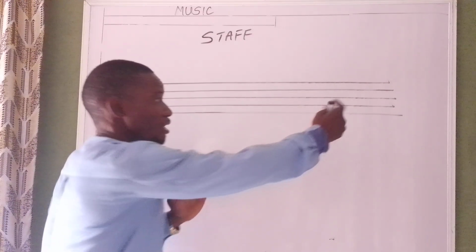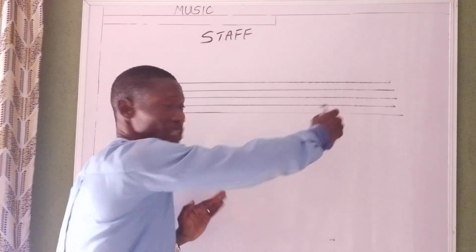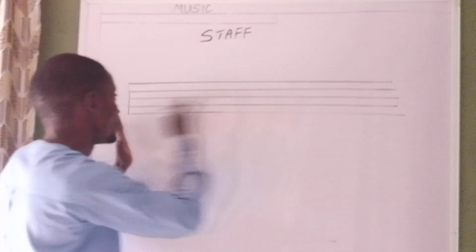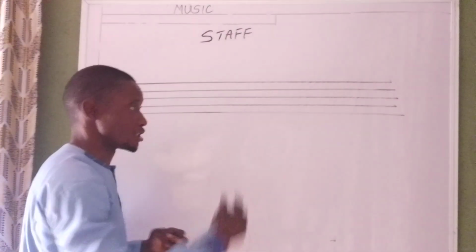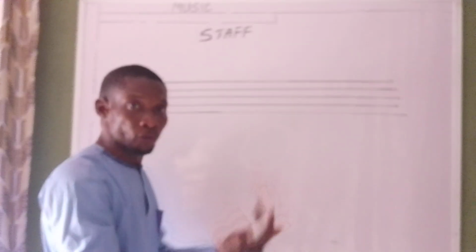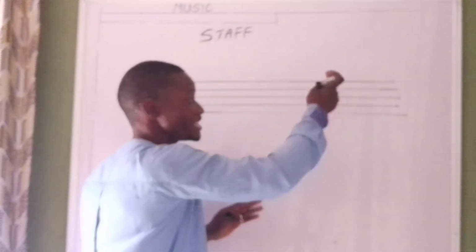I'm going to be writing the numbers of the lines and the spaces. I'm going to number them at this side so you don't mix it up with the clef sign, which I'm going to draw at this other side. So I'm going to be numbering the lines and spaces. In music, we count from below. When we count from below, we have 5 lines and 4 spaces.